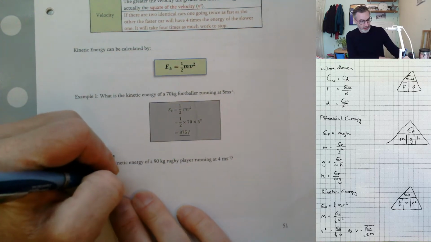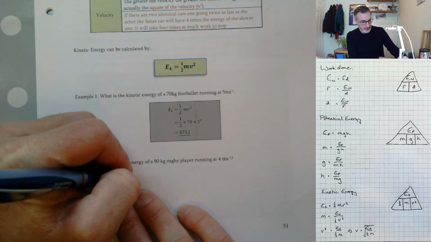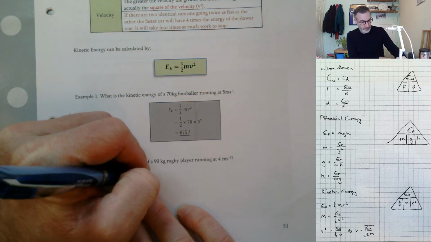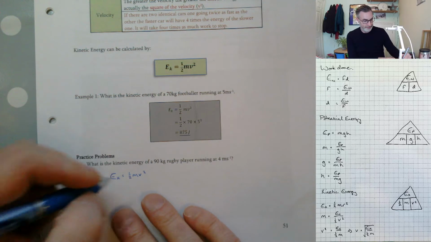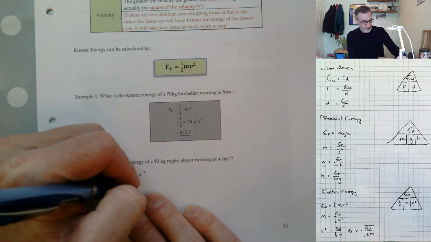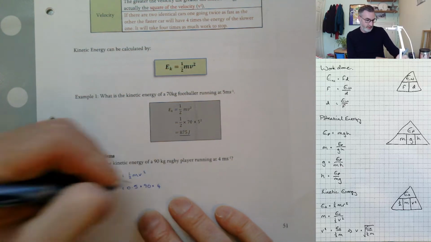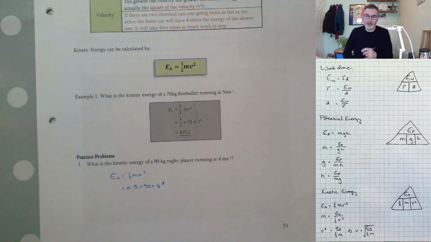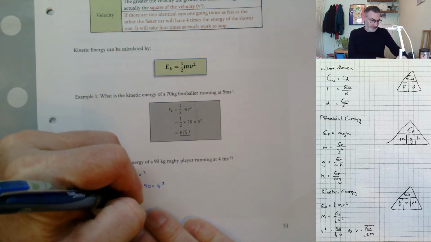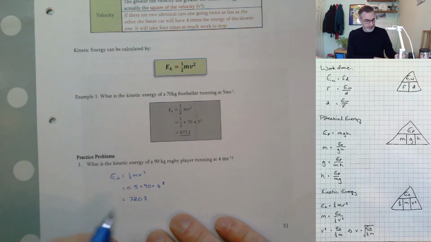So kinetic energy EK is equal to half mv squared, 0.5 times 90 times 4 squared. One of the biggest mistakes that people make with these calculations is they forget to square the velocity. So please don't. So this will give us 720 joules.